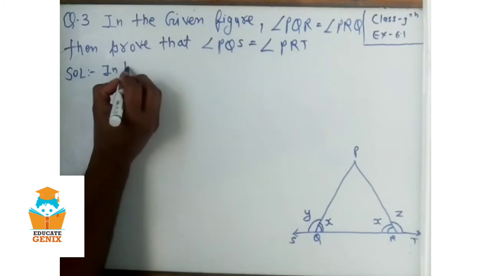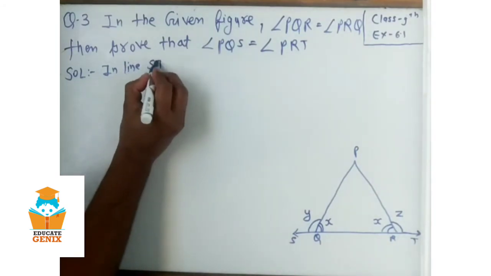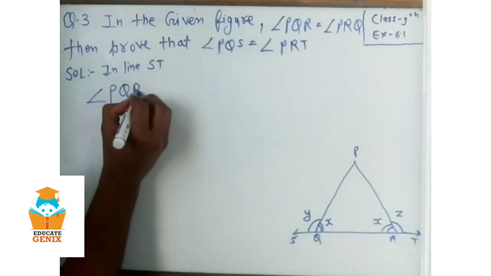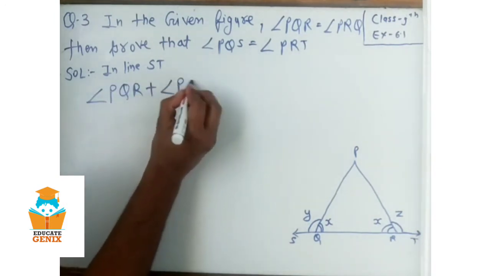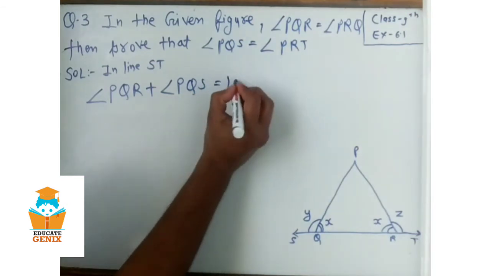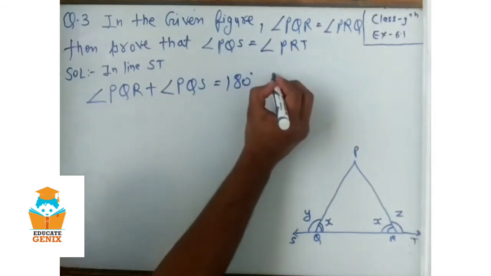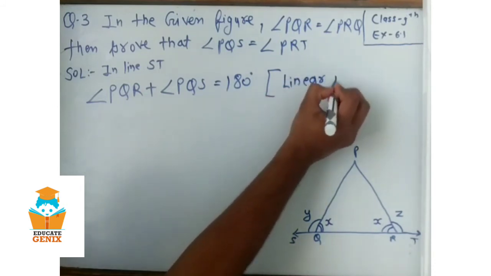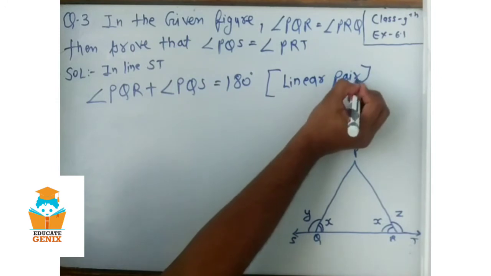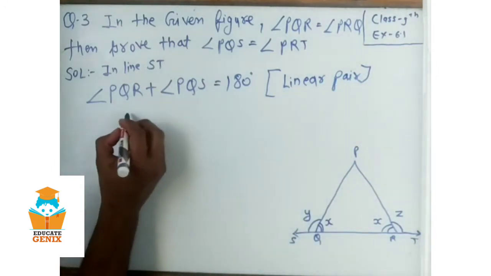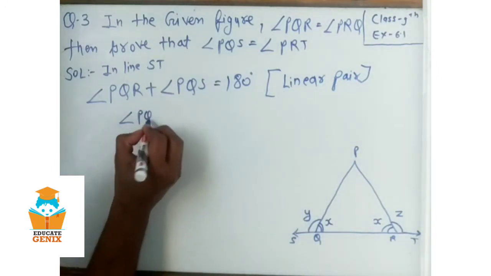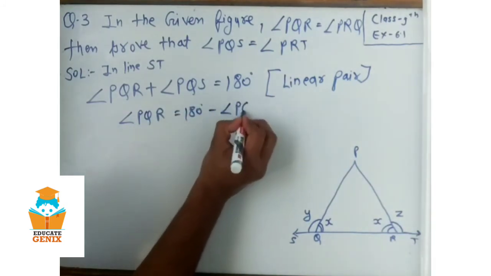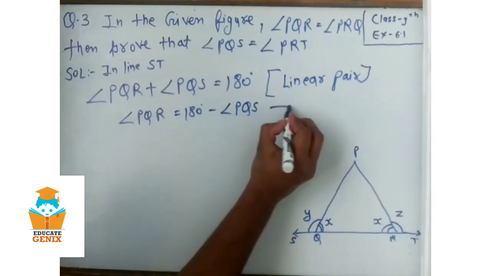In line ST, we can write that angle PQR plus angle PQS equals 180 degrees. You know that it is a linear pair. Therefore, we can say that angle PQR equals 180 degrees minus angle PQS. This is equation first.